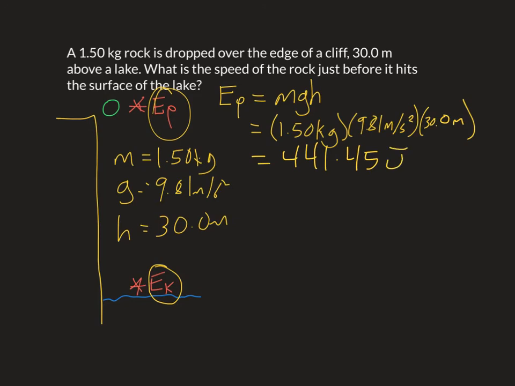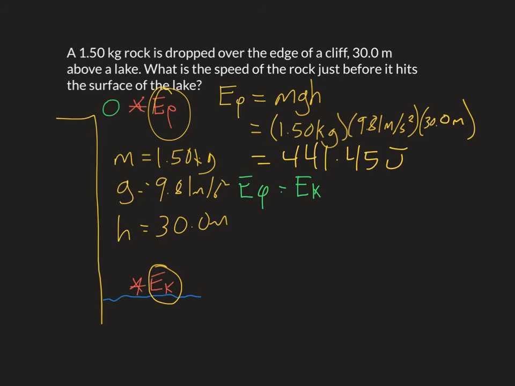Okay. Step 2 of this question is realizing that however much potential energy it has at the top has to equal the amount of kinetic energy it has at the bottom. Which means that if this thing started with 441.45 joules, before it hits the lake, it has 441.45 joules, but now it's kinetic energy.